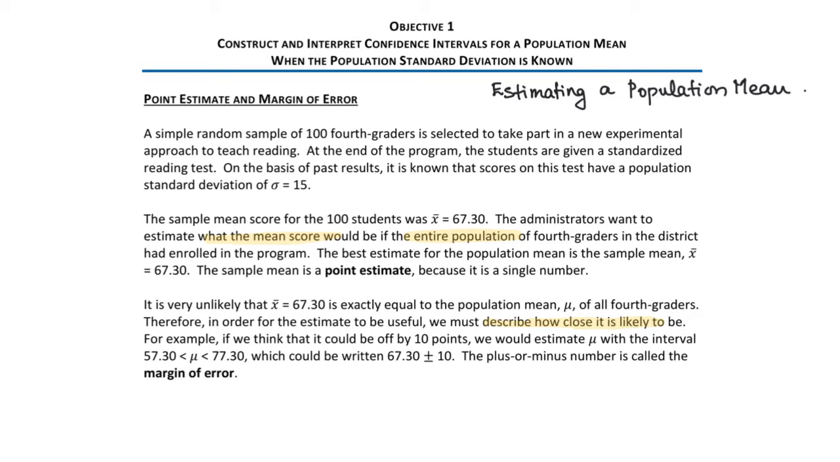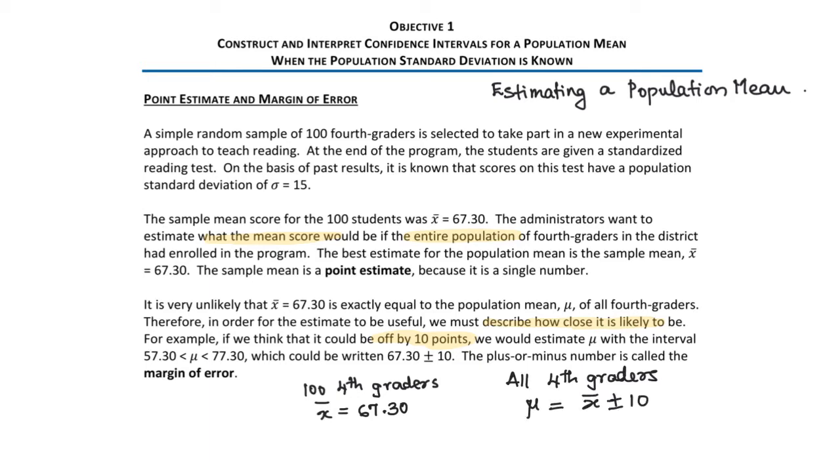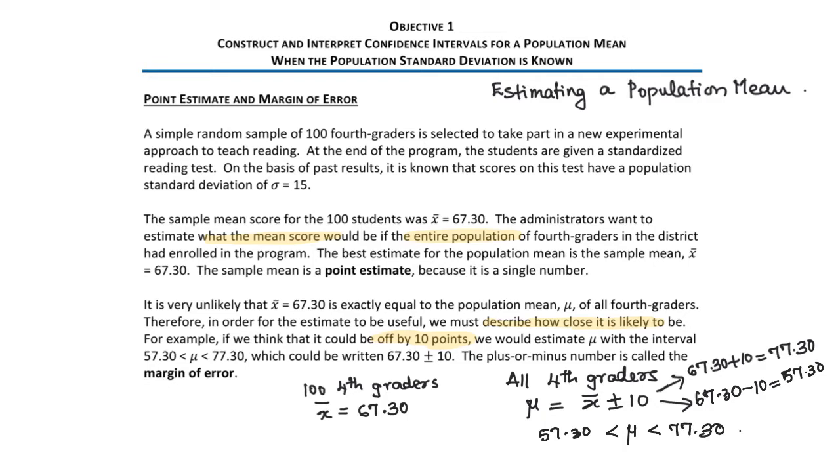For example, if we think that it could be off by 10 points. For the 100 4th graders, the mean is 67.30. If you are considering all 4th graders in the district, we are assuming that it could be off by 10 points. That means the population mean will be plus or minus 10 points from the sample mean. So this will be 67.30 plus 10, that is 77.30, and 67.30 minus 10, that is 57.30. So we can write mu is between 57.30 and 77.30. So the estimate of the population mean is within this interval.